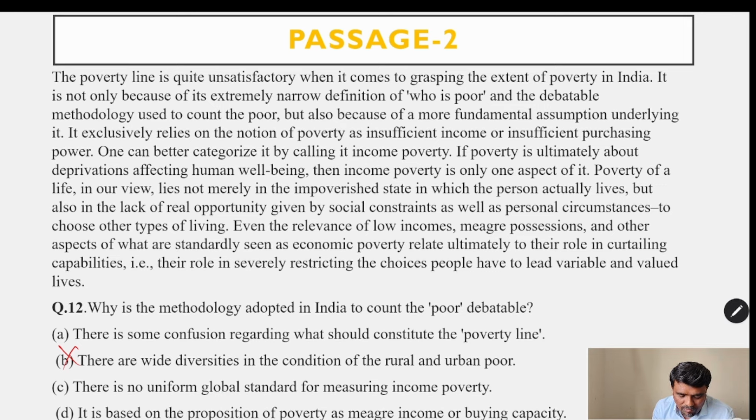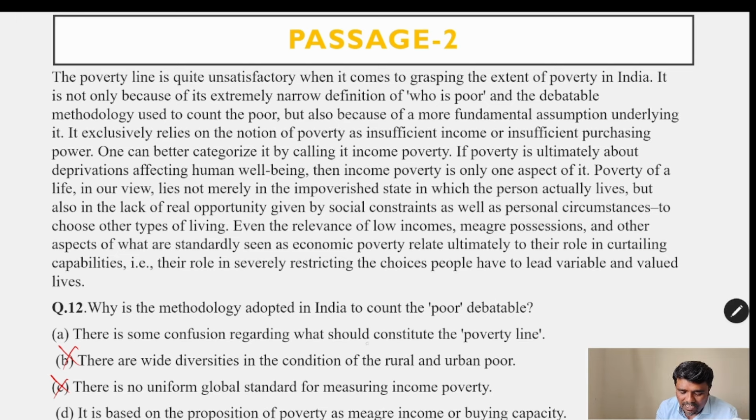C option: there is no uniform global standard of measuring income poverty. Easy to eliminate. That is not the discussion of the passage. And in fact, there is a global standard for income poverty. It is based on the proportion of poverty as meager income or buying capacity. So I am left with two options. Be careful. At the end, two options are easy to eliminate, but only two are very close to each other. That is always a challenge for you. So in these two, I have to choose.